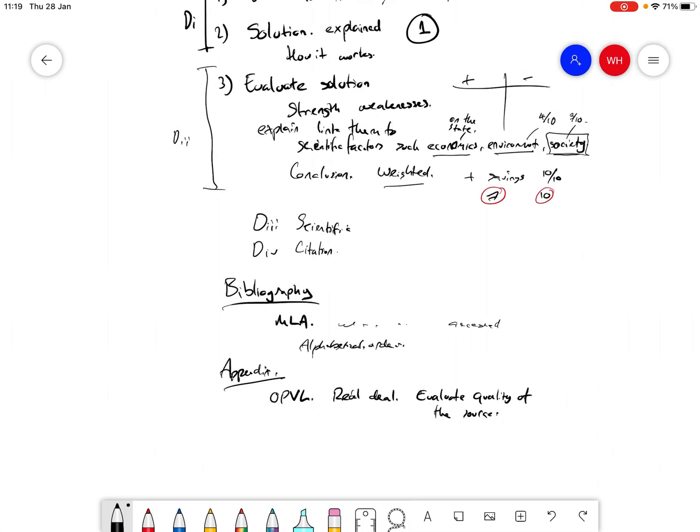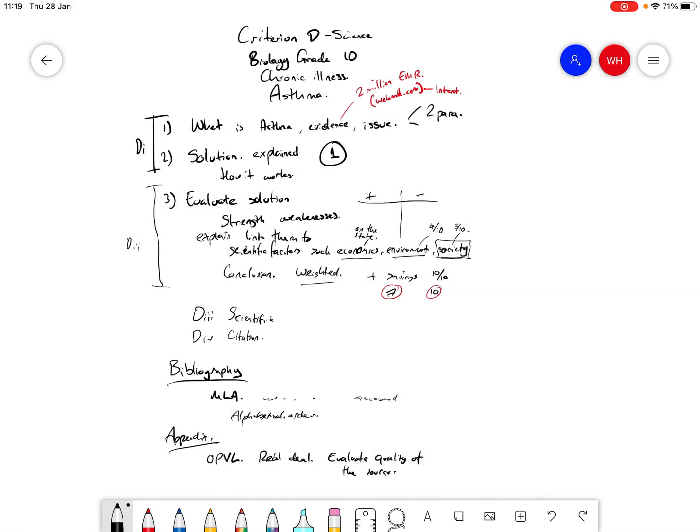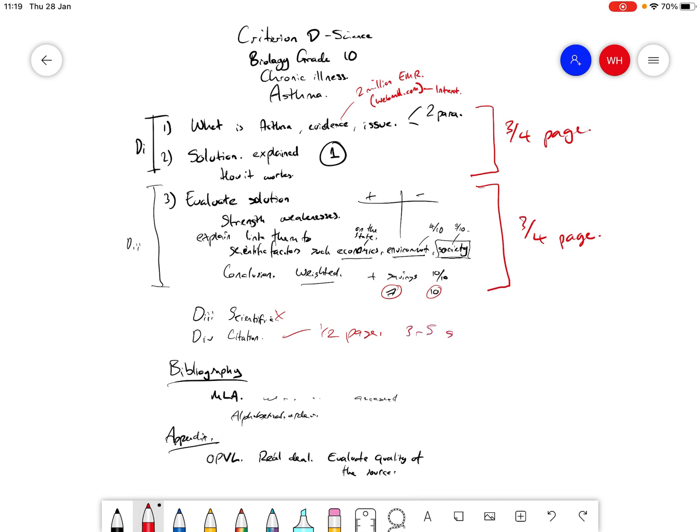That should be your Criterion D. I think it should take roughly 2 pages. I think this section, where you identify and explain the solutions, should be about 3/4 of a page, roughly. The evaluation bit should be about 3/4 of a page, and then this takes up no space whatsoever. Your citations should be less than half a page, really. You should only have like 3 to 5 sources anyway. And then your appendix should be no more than 1 page. We're not after a detailed one there.